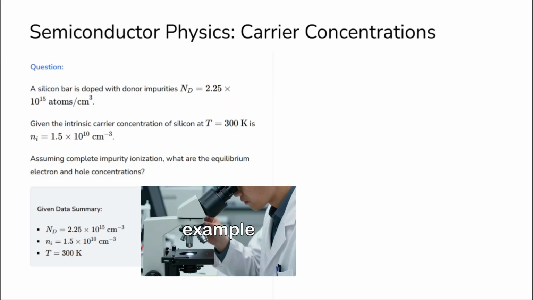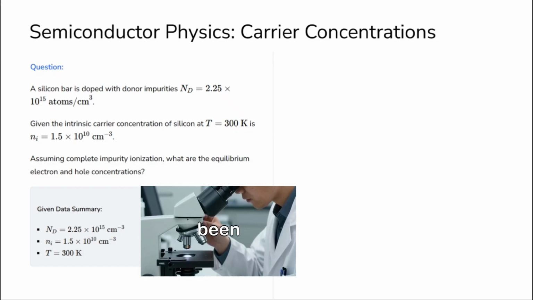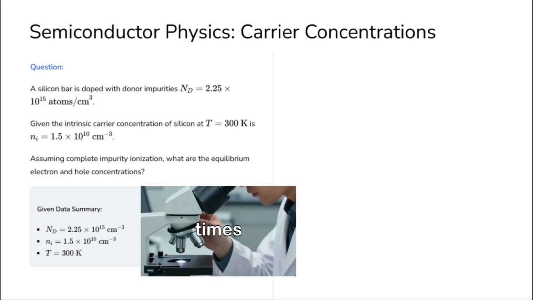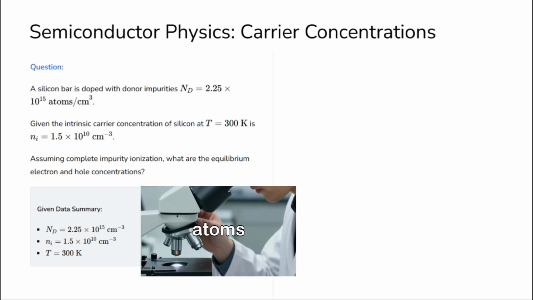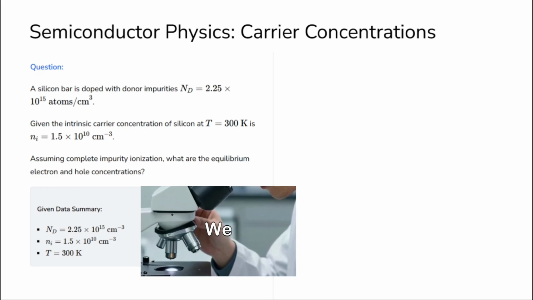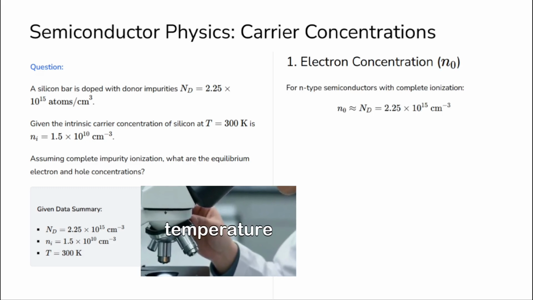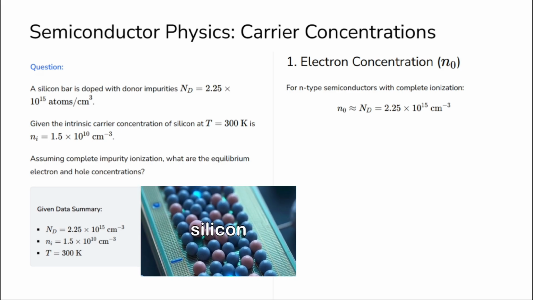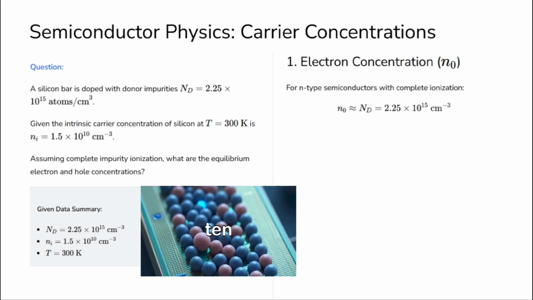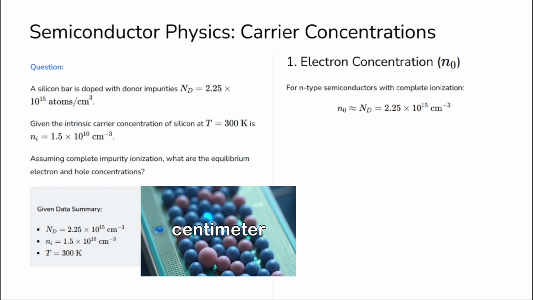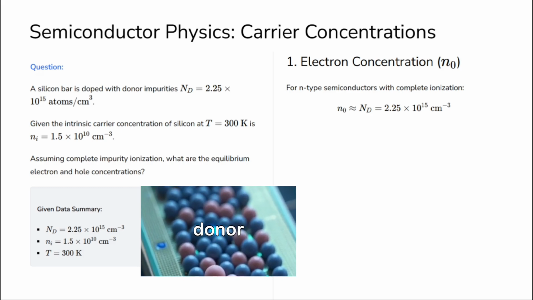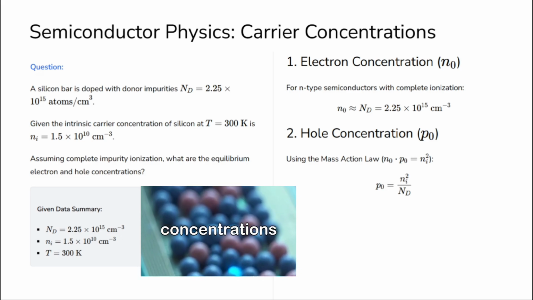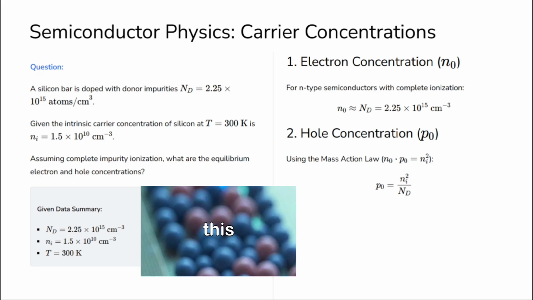In this example, we are analyzing a silicon bar that has been doped with donor impurities at a concentration of 2.25 times 10 to the power of 15 atoms per cubic centimeter. We are also given that at a room temperature of 300 Kelvin, the intrinsic carrier concentration of pure silicon is 1.5 times 10 to the power of 10 per cubic centimeter. Assuming that every single donor atom is ionized, our goal is to find the resulting equilibrium concentrations for both electrons and holes in this N-type material.